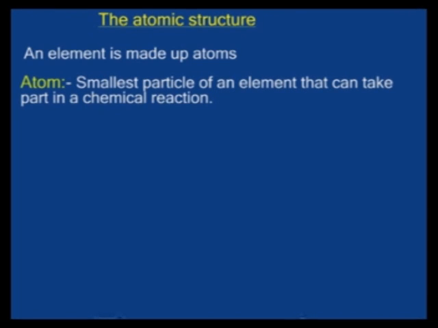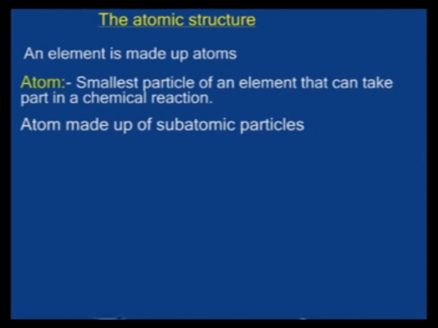We saw in Form 1 that an element is made up of atoms, and we defined an atom as the smallest particle of an element that can take part in a chemical reaction. A closer look at an atom reveals that it is actually made up of even smaller particles that we call subatomic particles. The subatomic particles include protons, neutrons, and electrons.